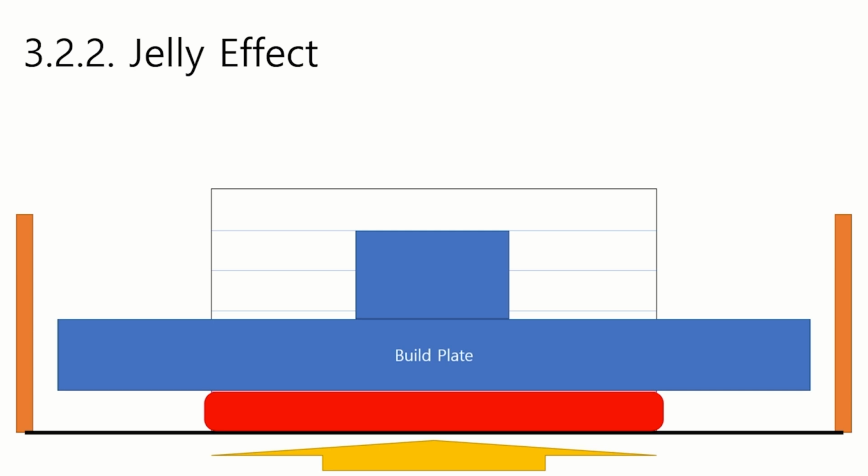Minimizing the jelly effect is crucial as it can impact the accuracy and quality of the printing. One way to reduce this effect is by lowering the viscosity of the resin. Additionally, adjusting the printing speed and the delay can help control the flow of the resin more effectively.